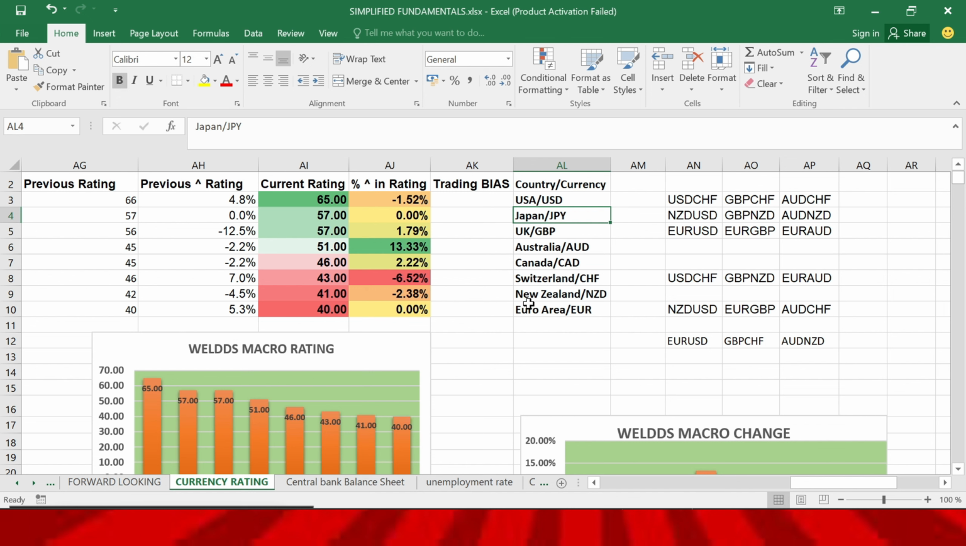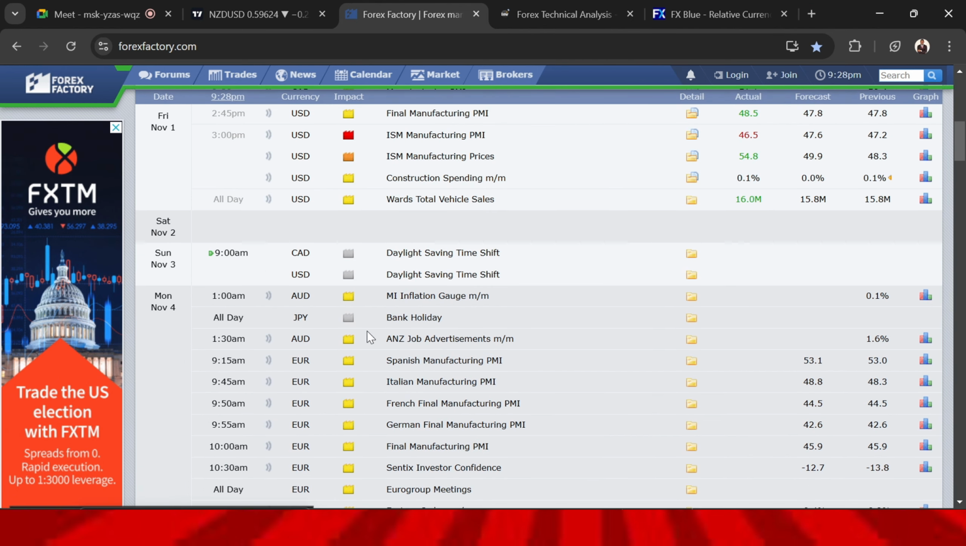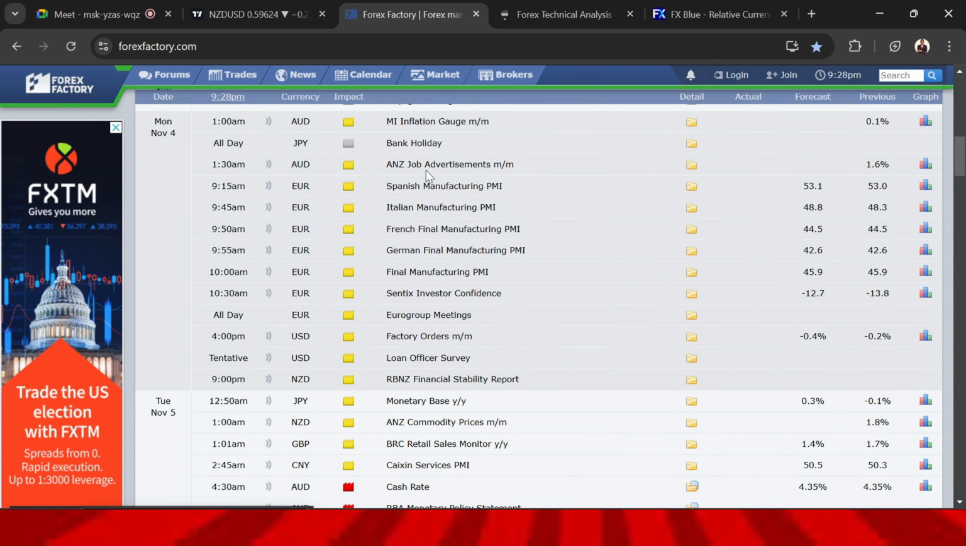Japan, I'll wait for it to come because I like to buy Japanese yen pairs and keep them. I don't like to trade when the Japanese yen is strong. Let's look at what's going to happen on Monday. On Monday, Japan will be on holiday. Then there is not much that is going to happen on Monday. Nothing much. So Monday, you will be seeing a lot of playing up and down.